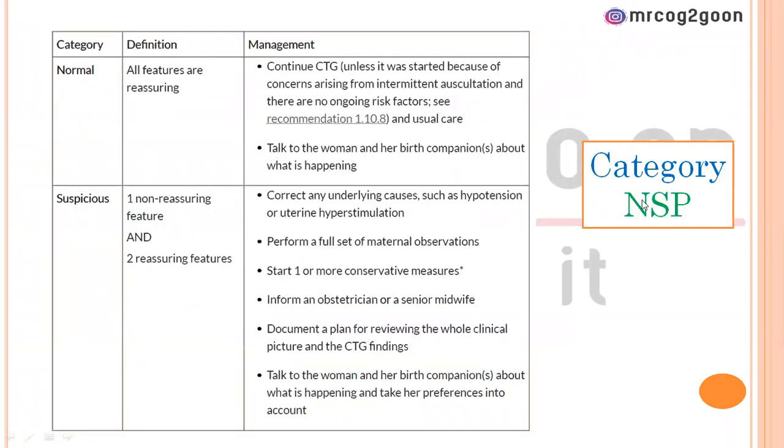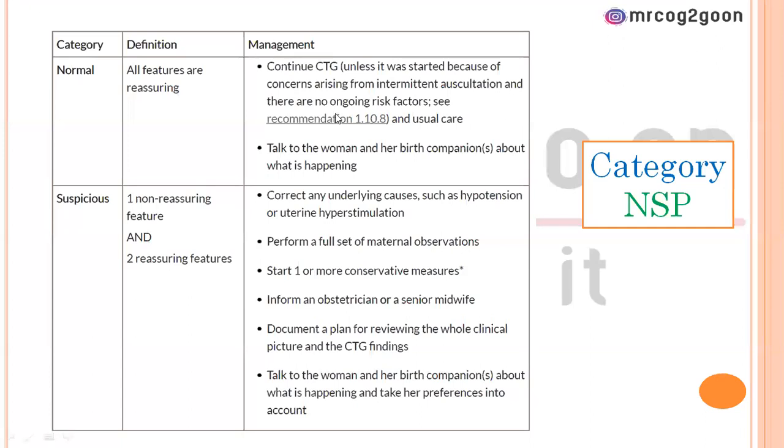Okay, category. If he asks for a category, we will go for NSP. Also, this mnemonic is made only for, sorry, but this will make sense for Arabs. So for category, it is not. So NSP, which is normal, suspicious, or pathological. Normal: all the features are reassuring, and we saw the reassuring features before.